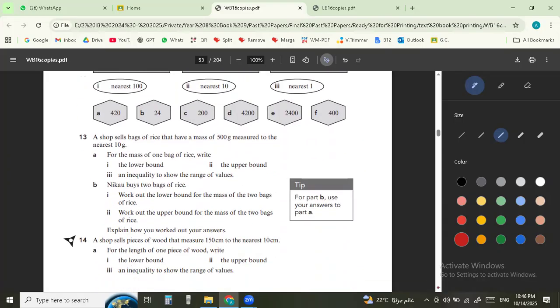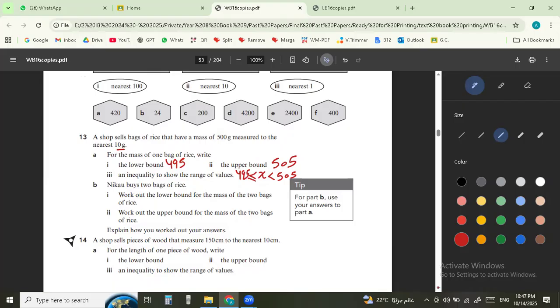A shop sells bags of rice that have a mass of 500 grams, measured to the nearest 10. The lower bound: minus 5, add 5. It's the nearest 10. So 495, I minus 5, 505, I added 5. An inequality: x is greater than or equal to 495 and less than 505.